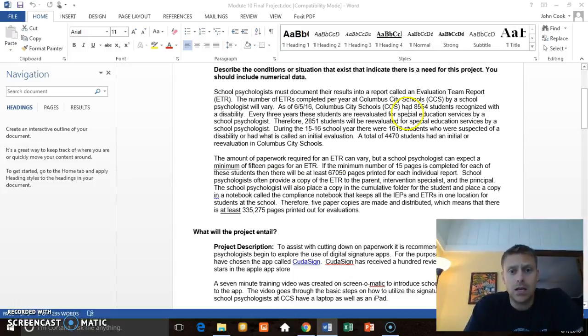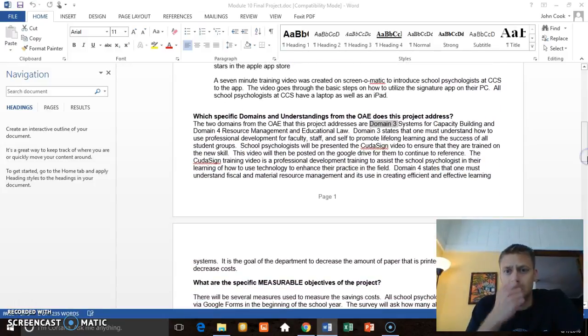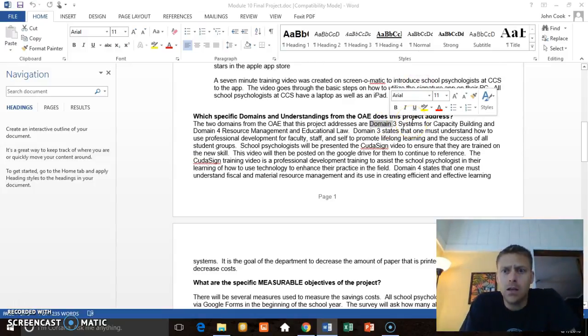As you're looking at the screen right here, I just verbally gave you a synopsis of all those numbers, but if you want more detail, the description is right here. So I described what the problem is, and my overall goal is to lower the cost and lower the amount of paper being used. I'm going to go down and describe some of the domains being addressed here: Domain 3, systems for capacity building, and Domain 4, resources management and education.